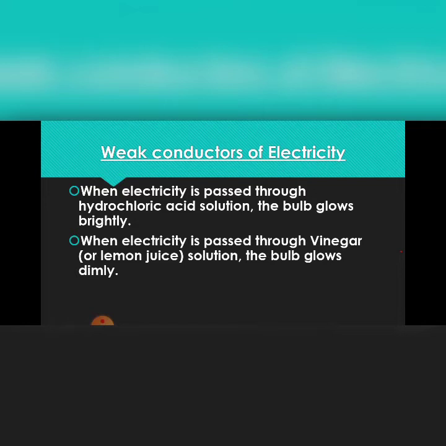But if we use a torch bulb to detect whether electricity passes through a weak electrolyte or not, the bulb glows dimly. For example, vinegar or lemon juice. If we test vinegar or lemon juice in the same way as we tested hydrochloric acid solution, and in place of the LED bulb we use a torch bulb or filament type of bulb, then the bulb glows dimly.